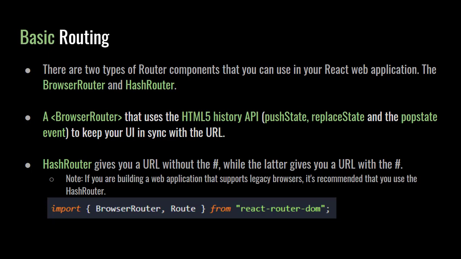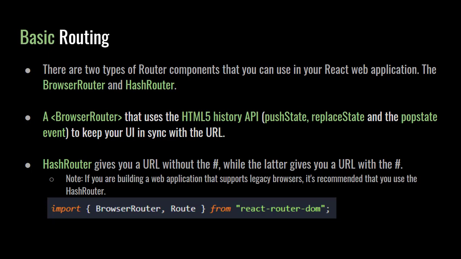So that browser router tag uses the HTML5 history API. There's push, pop, and replace state, and it keeps your URL in sync. Without using the HTML5 API, it makes it quite easy to transition, and this is built upon that. Again, the hash router gives you that old anchor tag, that hash in the URL, and for some of the older legacy browsers, they recommend you use the hash router.